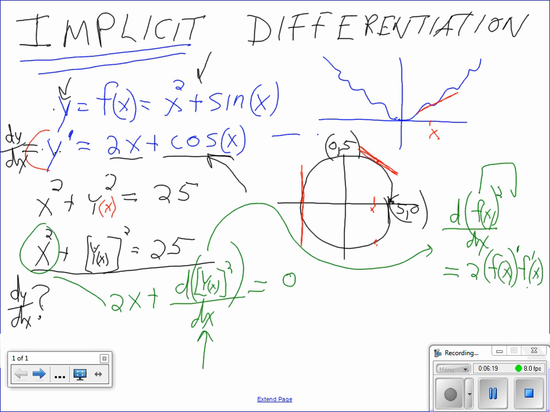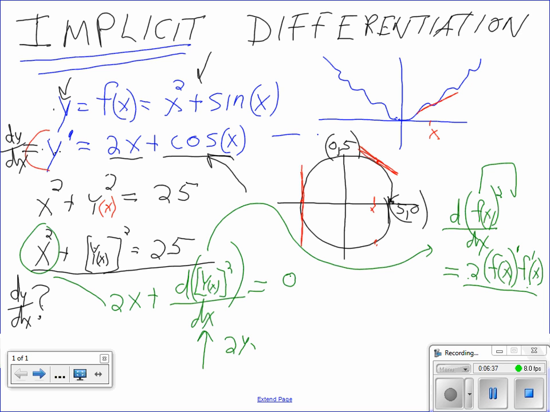You could put the f of x here and the 2 over here. But here's the chain rule on this function of x. The same thing is going to happen to this. Well, this is just another way of writing a function of x. So what's the chain rule going to give me here? This is going to be 2y.